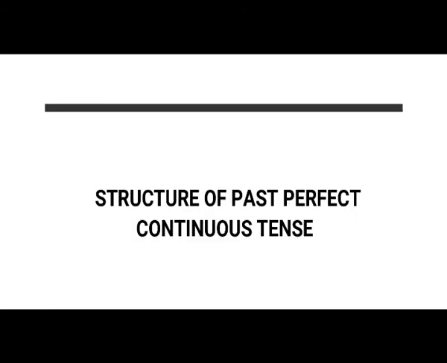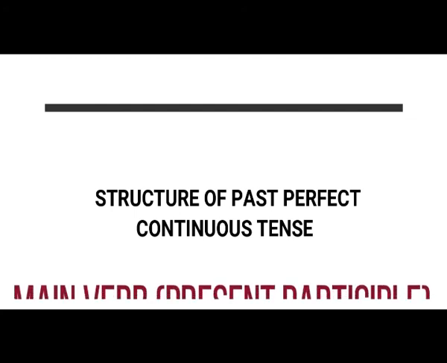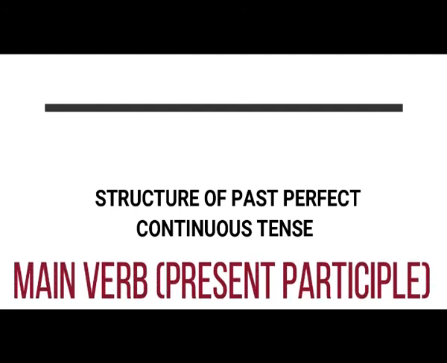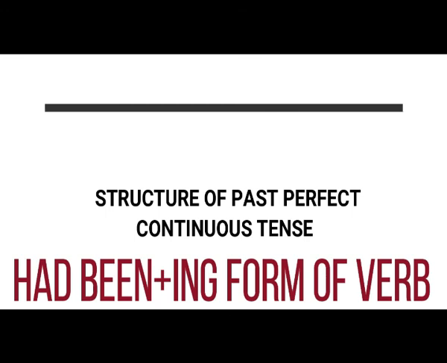What is the structure of past perfect continuous tense? We use the auxiliary had been plus present participle as the main verb. What is present participle? We have discussed it earlier. Present participle is the ing form of verb. So we use had been plus ing form of verb.